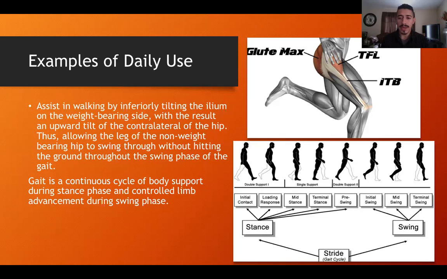Okay, if you're wondering what the gait is, it's a continuous cycle of body support during stance phase and controlled limb advancement during swing phase. Here in the bottom picture, I have an example of that. Here you have your initial contact, going to the loading response, mid stance, terminal stance, and pre-swing. That's all going to fall under your stance. Then after that, you're going to have your swing, which is your initial swing, mid swing, and terminal swing. And that's all what you are doing during walking.